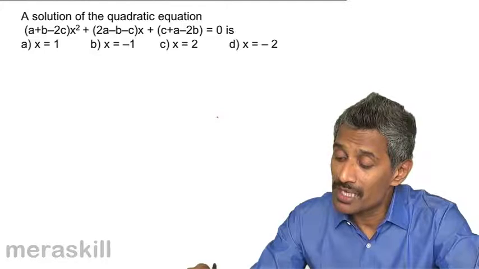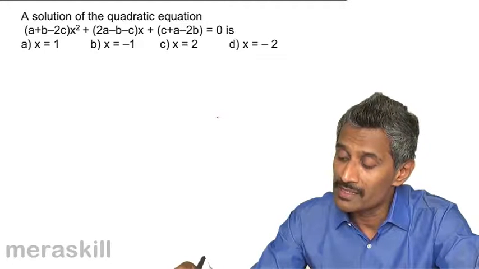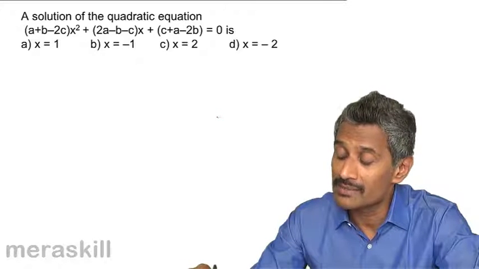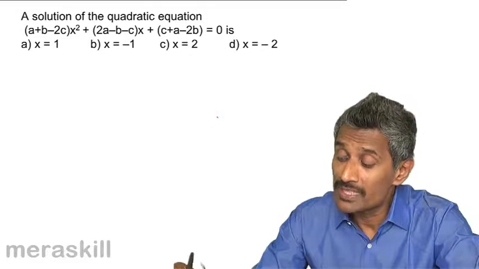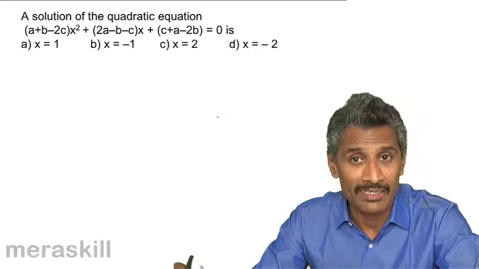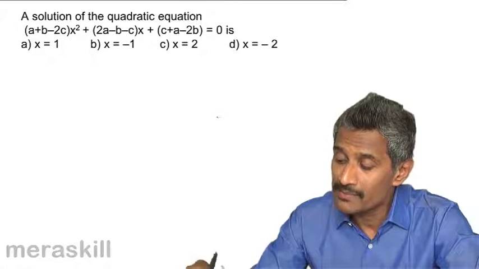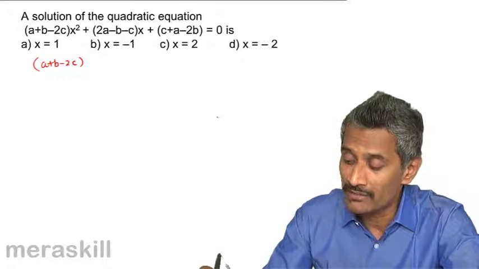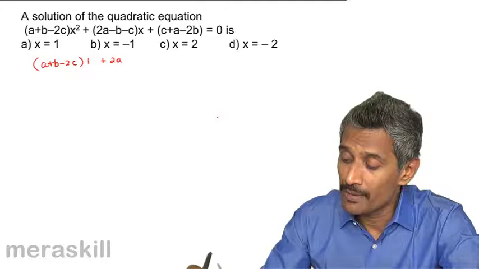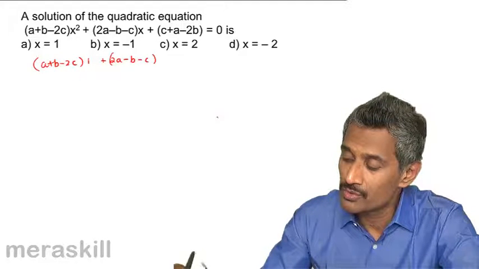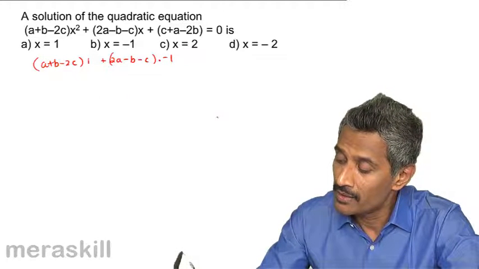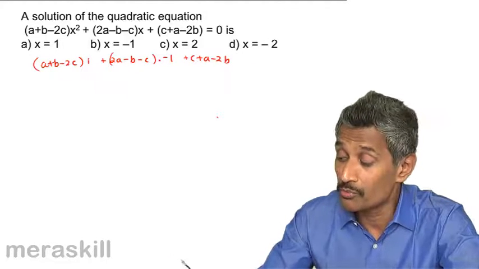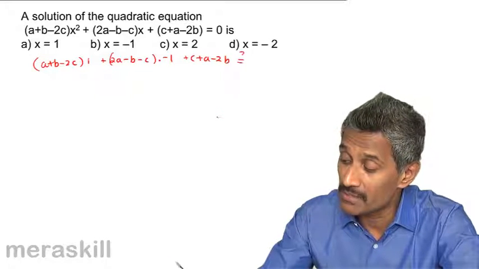Now, if we put x as 1 over here, there is a minus c. You take any one of the variables and a plus c, but minus 2c remains the same. So we could possibly check substituting x as minus 1. If you substitute x as minus 1, you get (a + b - 2c) into 1 square, which is 1, plus (2a - b - c) into minus 1, plus (c + a - 2b). You have to check whether it is a solution, so we won't put it equal to 0. We're going to check whether it is equal to 0.